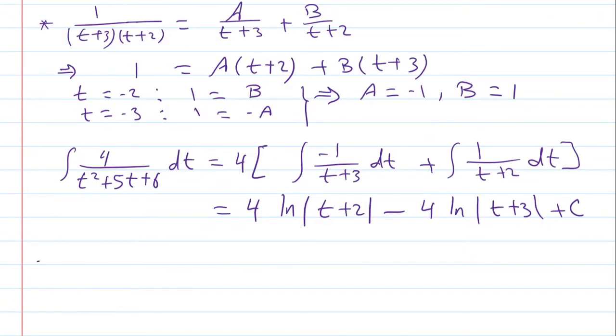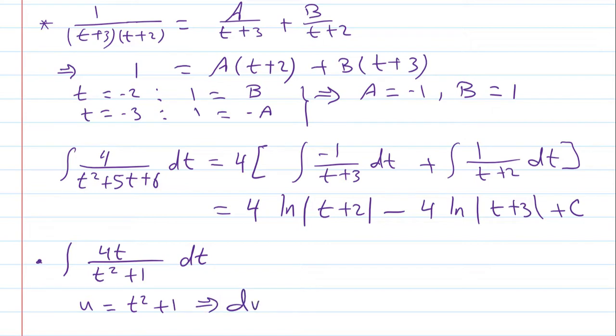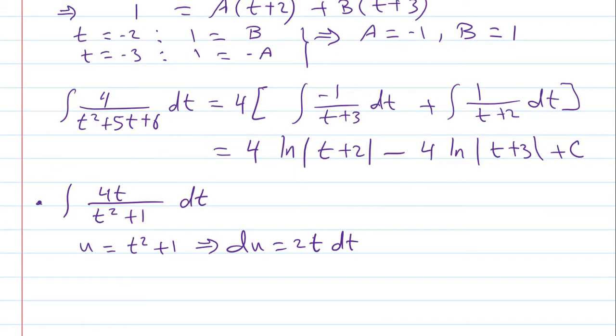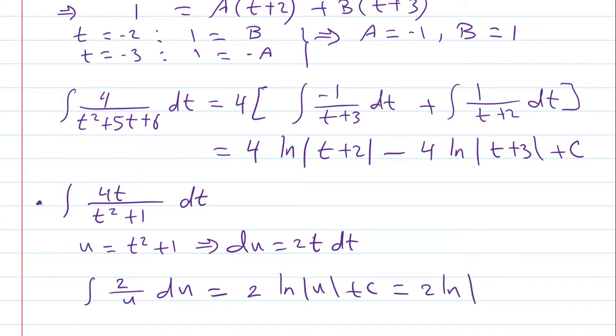As for the third component, the integral of 4t divided by t squared plus 1 dt. Now, how can we evaluate this integral? You can evaluate this integral by substitution. If you take u equals t squared plus 1, then du equals 2t dt. Use this substitution into the integral. It will give you that the integral is equal to 2 divided by u du, and this is nothing but 2 ln absolute value of u plus constant, which is 2 ln absolute value of t squared plus 1 plus constant.